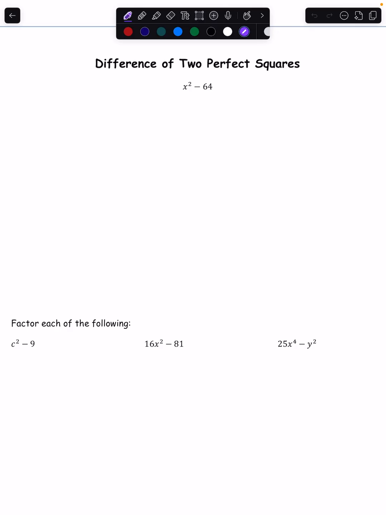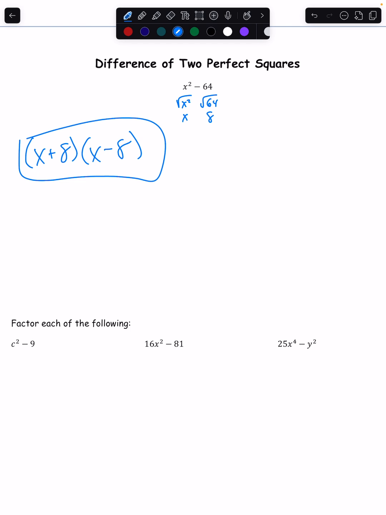So difference of two perfect squares. It's always when it's two perfect squares, and difference, so we have to be subtracting. So it's when it's a binomial, two terms, both terms are perfect squares, and we're subtracting. There's a shortcut to do this. What you could do for a difference of two perfect squares is think of the square root of each of the perfect squares. So that would be x and that would be 8. So how you would factor this would be just x plus 8, x minus 8. You change the signs. That's it.